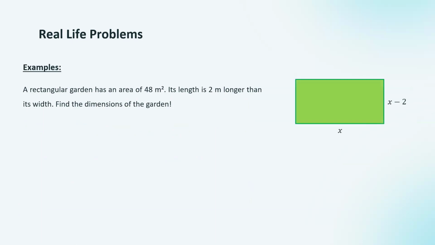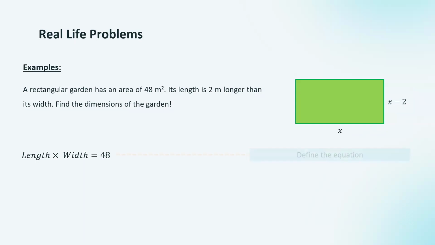So in this case, we can try to illustrate the rectangle, and let's just say that the length is equal to x. If the length is equal to x, that means the width should be x minus 2 because the length is 2 meters longer. And then we can try to write out the equation because we know from the problem that the area should be 48. So length times width should be 48. So we need to write out all the available information and then transform it into an equation.